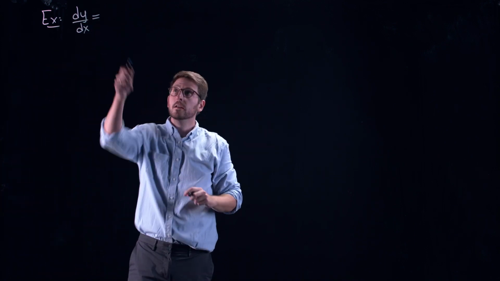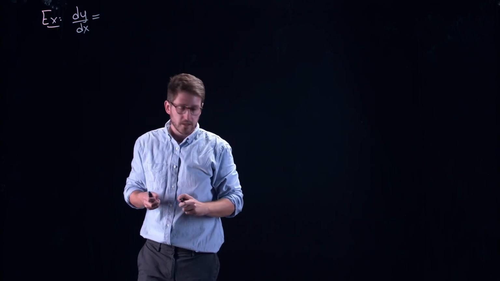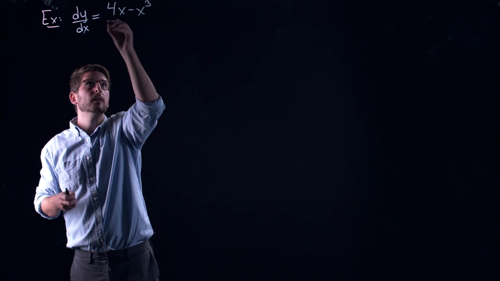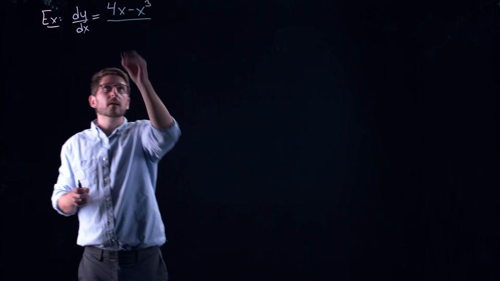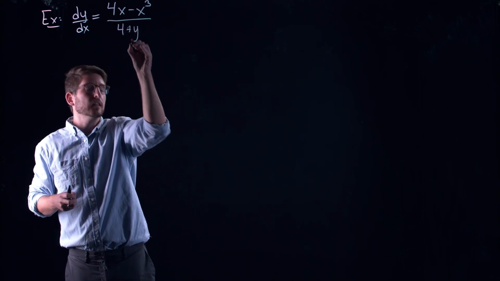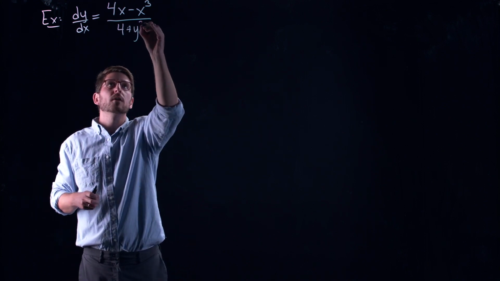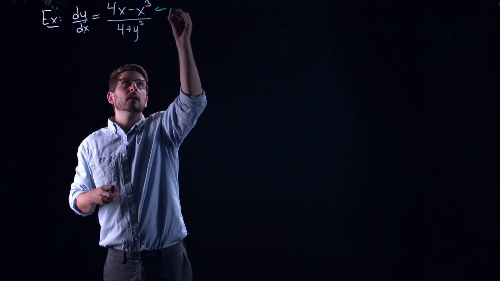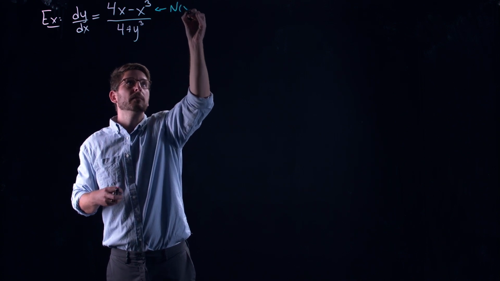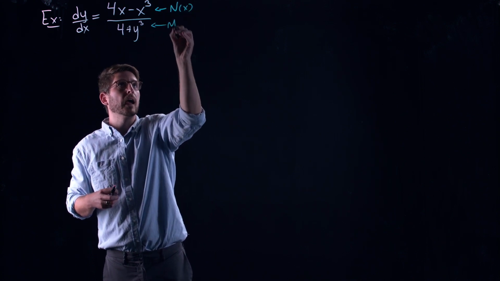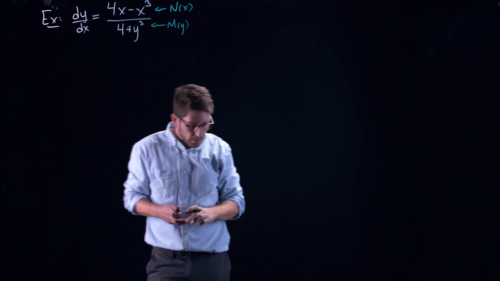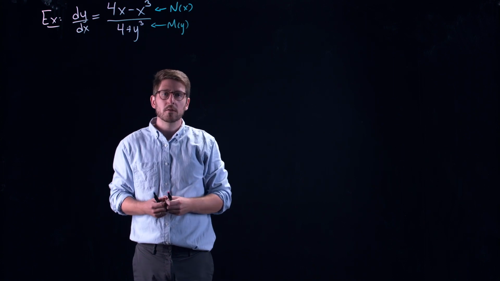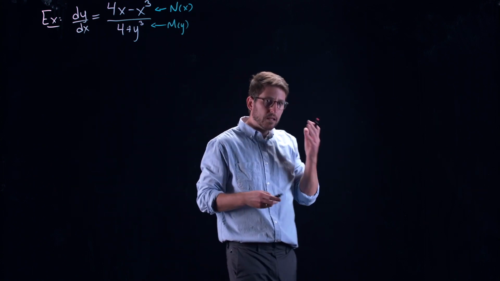So I'm going to write it in that Leibniz notation because we know that we're going to break it up with my little shortcut. And here, again, very clearly in the form of a separable equation. So this is my n of x term. This is my m of y term. Okay, so I've got all the components that I need here. I just need to follow the same procedure that I did in the last example.